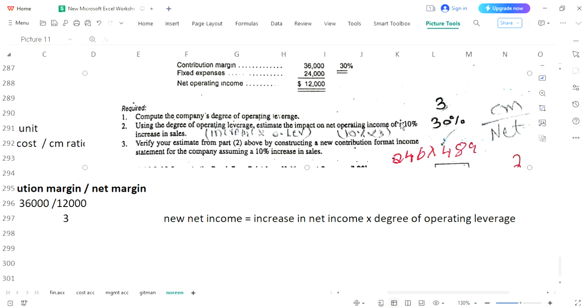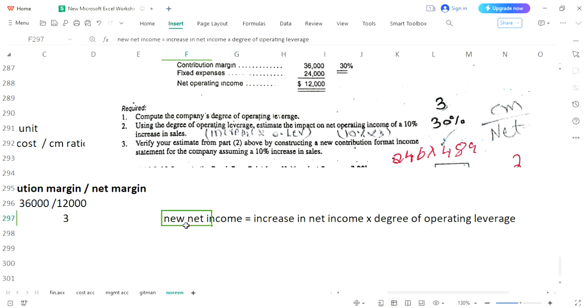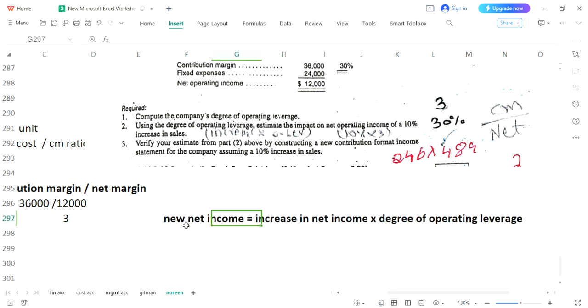So conclusion is, when you want to see your increase in net income, what you will do? You will use this degree of operating leverage to find out the impact. So your new net income, how you can calculate? Increase in net income is described over here, 10%. Please focus upon here, 10%. So you will write 10 over here and come to the formula.